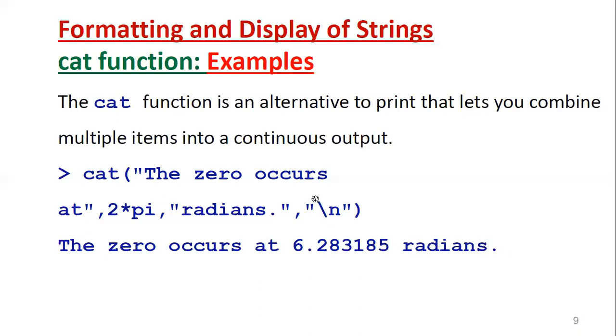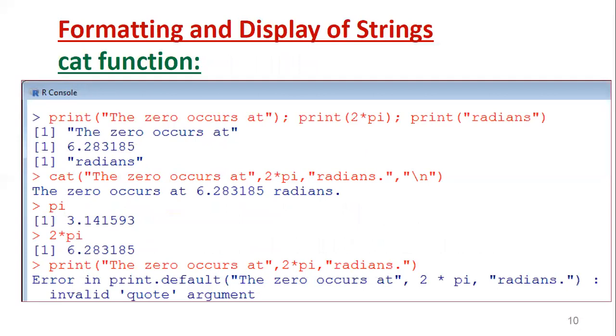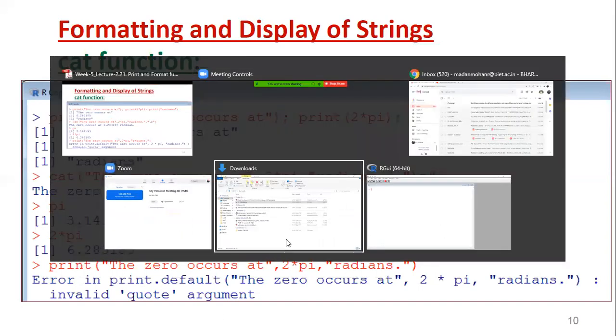Then it won't print \n. The \n means the output is displayed in a new line. That is the use of \n. It won't print. So this is the output of the cat function. Here multiple items or lines can be combined and displayed in a single line output. This is the cat function. Now we will also demonstrate this. So these are all the outputs after execution in R software. Now we will also create this one, open R software.